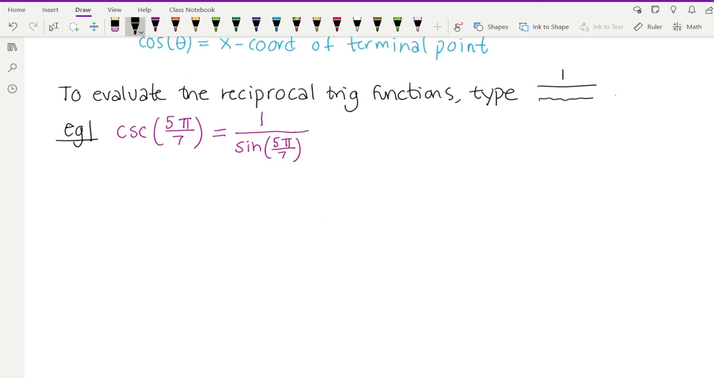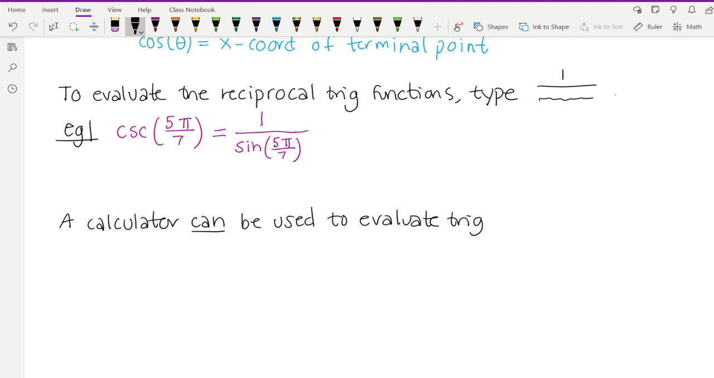Okay, very last thing to say before we get into another example. I do want to say that a calculator actually can be used even when you have a nice angle. So a calculator can be used to evaluate trig functions for nice angles. It can. You could use a calculator.